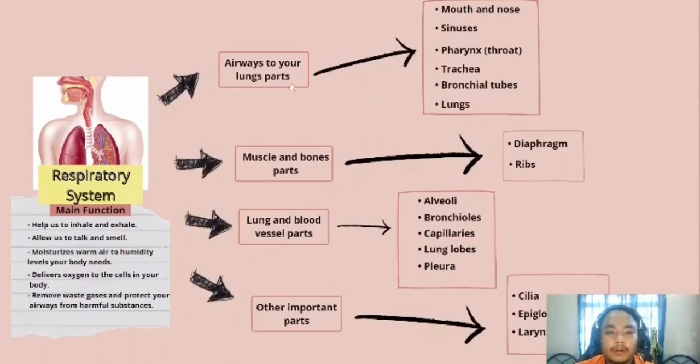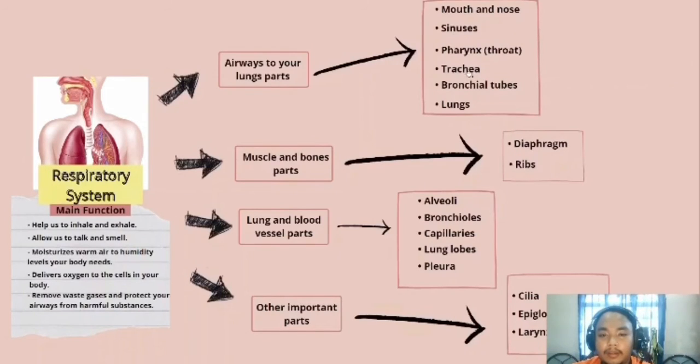Okay, first of all, we move to the airways to your lungs part. First of all is the mouth and nose. The mouth and nose are the openings that pull air into our body. Okay, the sinus is a hollow area between the bones of our head and the throat. The throat is the tube that delivers the air from our mouth to our trachea.